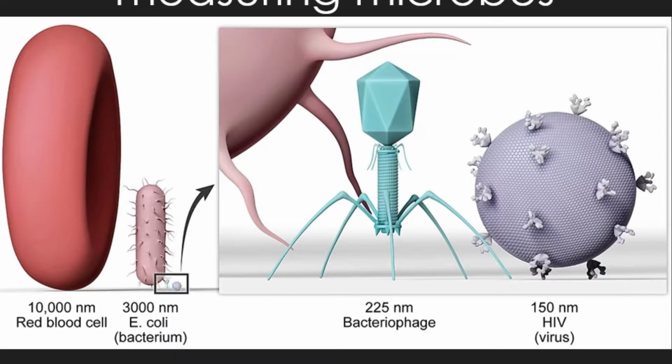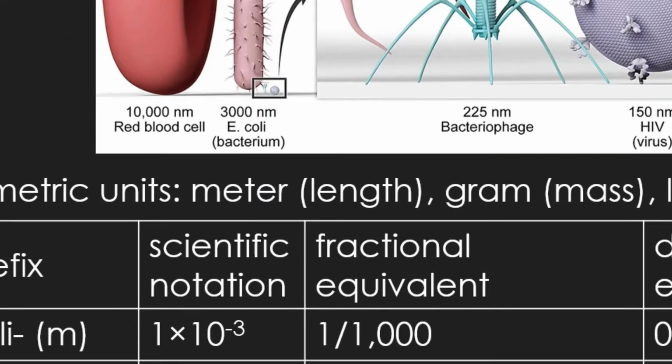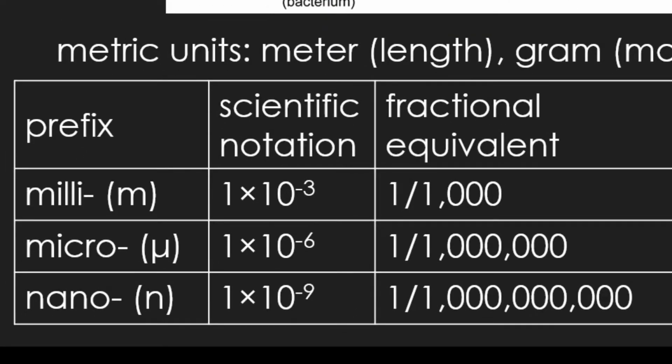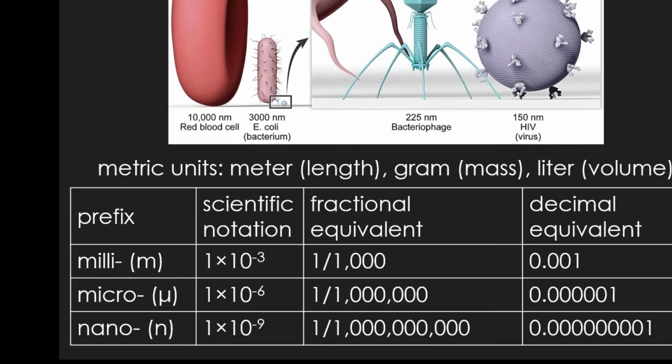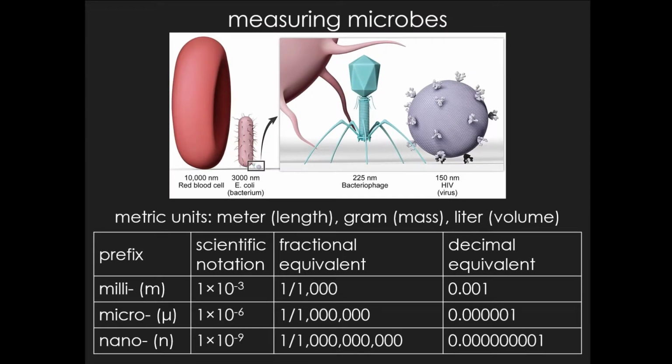But really, when we talk about E. coli, we typically describe them using micrometers. And so that 3,000 nanometer E. coli is typically going to be described as a 3 micrometer E. coli cell. So that's how we measure microbes. It's not a new concept, but it's just something that we want to refresh ourselves on, because you're going to be seeing micrometers and nanometers and micrograms and things like that throughout the course.